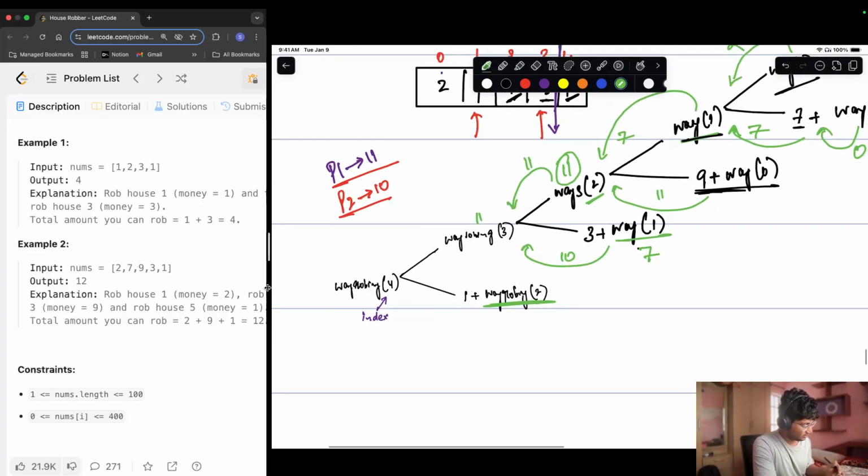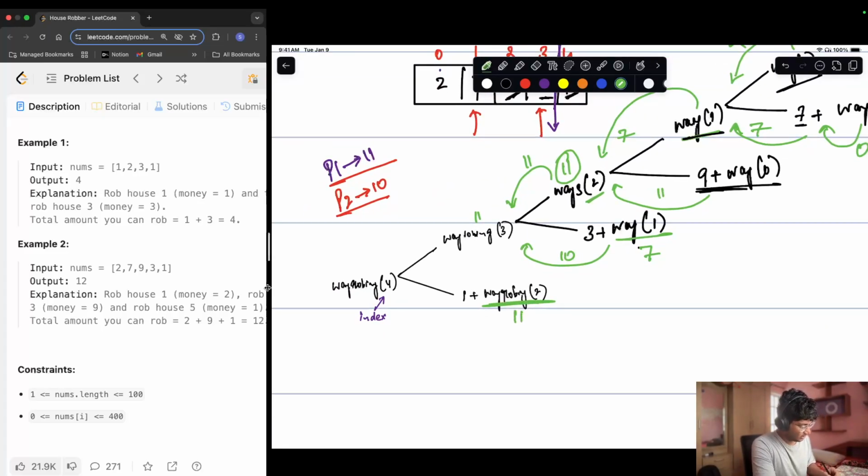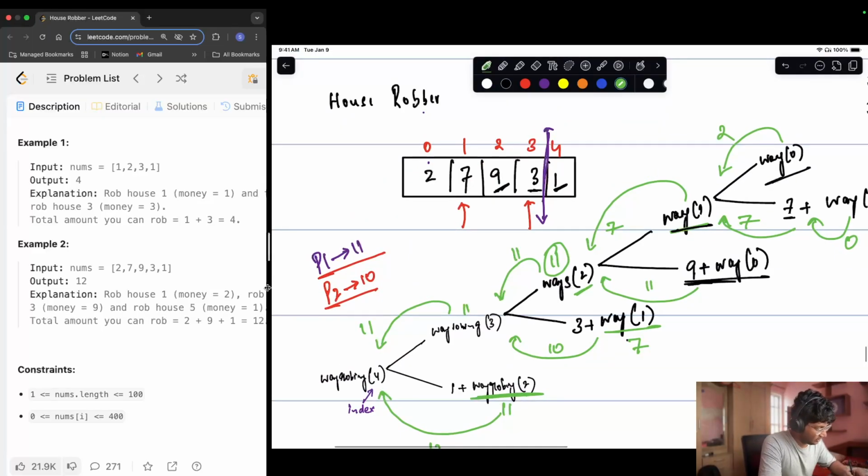So what will this return? This will return 11, right? So 11 plus 1 is 12. This will return 12, and this will return 11, right? Let's look at it visually again.